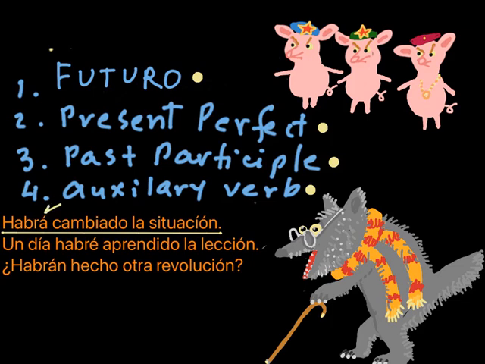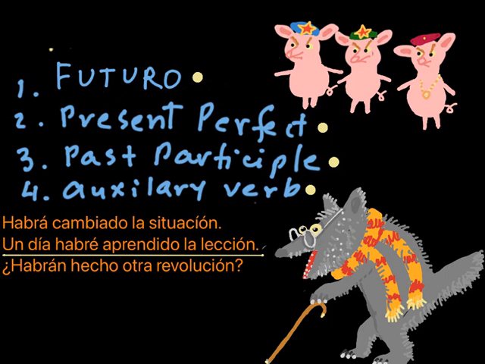You have the future of the auxiliary verb haber. You have the past participle of the verb cambiar, which is to change. La situación is the cognate, the situation, okay? Un día habré aprendido la lección, says the wolf. One day I will have learned the lesson, said the wolf sadly.